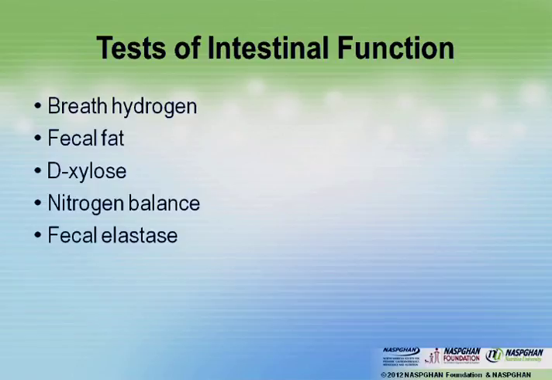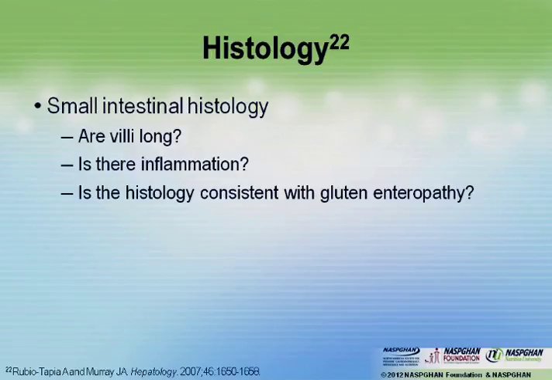Fecal elastase is a good way to assess pancreatic function if you don't have massive diarrhea. If you have massive diarrhea, the diarrheal stool will dilute out the elastase, so it's far less reliable in someone with very watery stools. And what about histology? I think we should never forget that gluten enteropathy is very commonly associated with, quote, cryptogenic cirrhosis in adolescents and children. It's something that we should very, very commonly screen for in this group of patients.